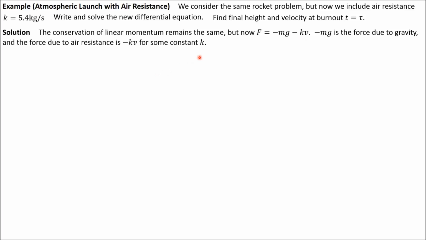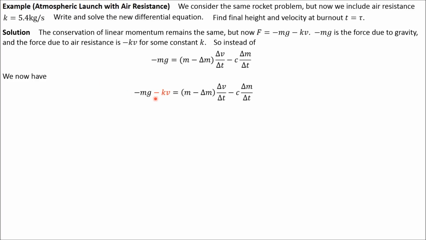And k is the coefficient of air resistance, which we said is 5.4. So ignore that, it's not some unknown constant. We know what k is. We derived this equation in the last presentation, and the only difference is that now we have an additional force, which I've put in red. Everything else in our derivation stays the same.